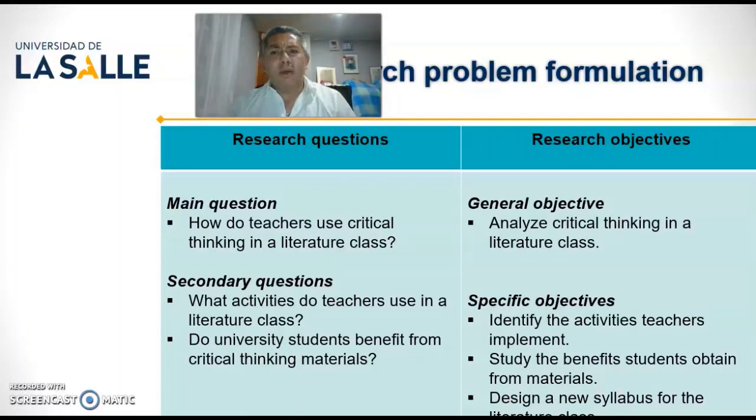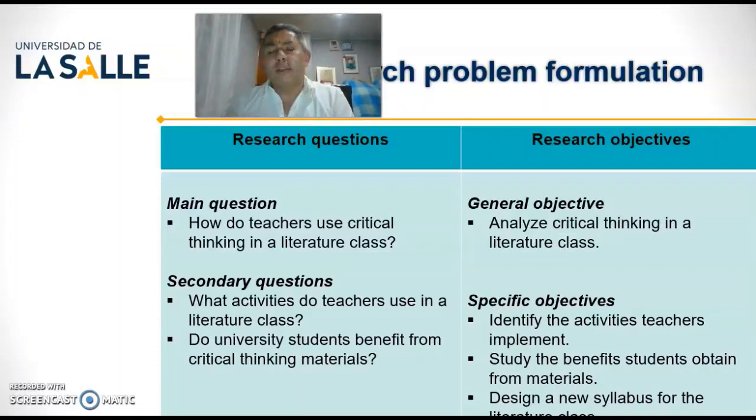So if you have a look at what you can see here on the screen: How do teachers use critical thinking in a literature class? What activities do teachers use in a literature class? Do university students benefit from critical thinking materials? You can start realizing that these questions do not have some of the characteristics that I have already mentioned. They're not precise, they're not concrete, they're still very general. There are some disagreements even within them. We're going to talk about that a little later on.